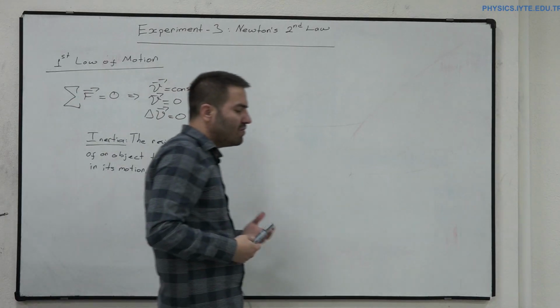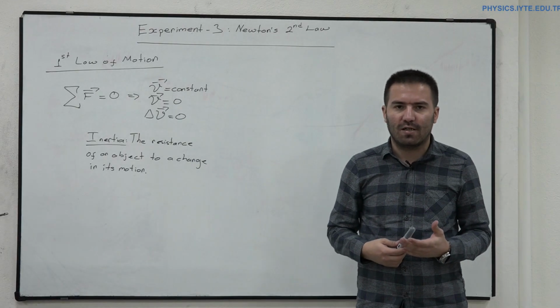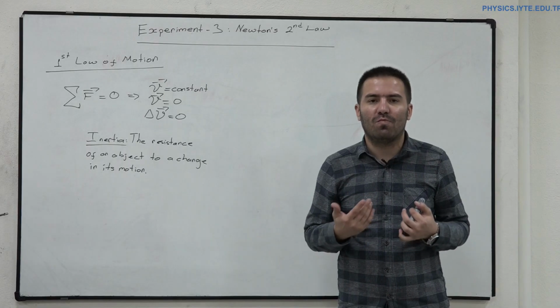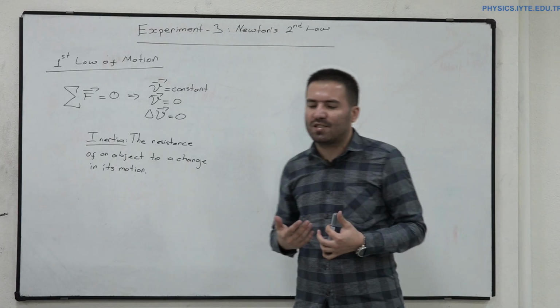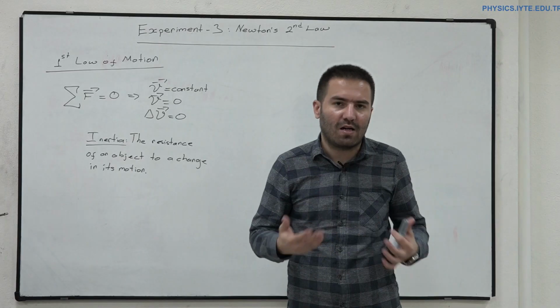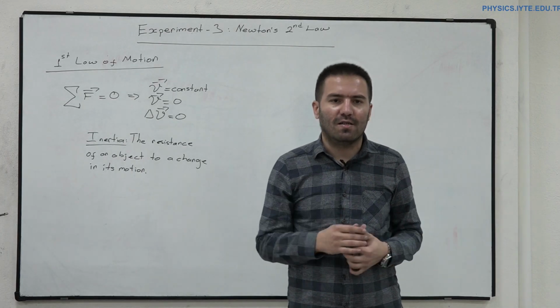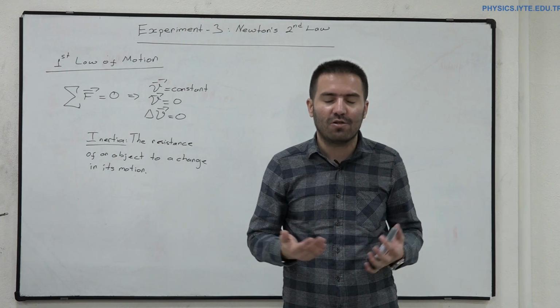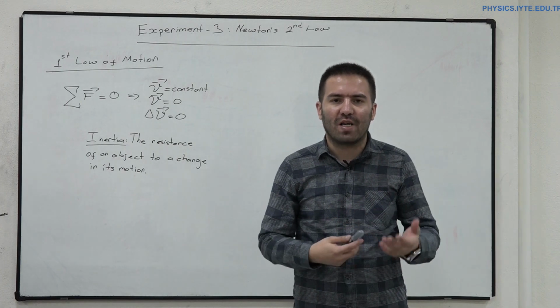So how do we measure inertia? Actually, we measure inertia by measuring an object's mass. So if an object is heavier, it will be harder to force it into motion. If it's a light object, then it will be easier to make it move.